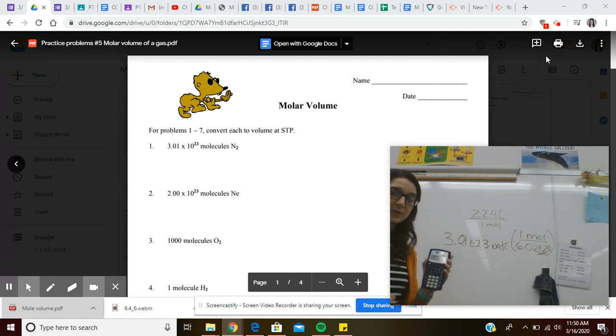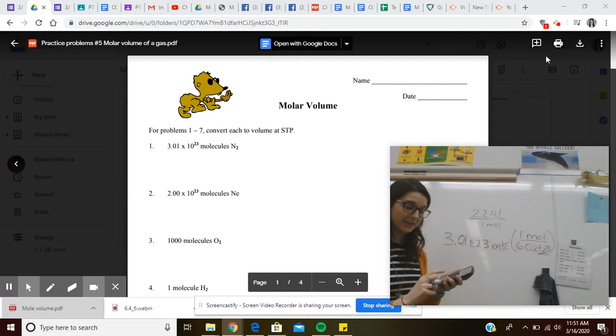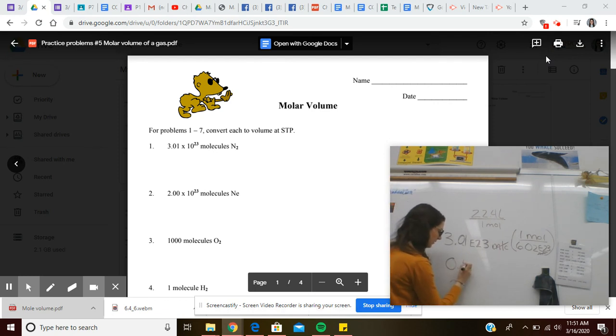So in your calculator, don't forget to use parentheses: open parentheses, 3.01 E23, close parentheses, multiply by 1, so that's the same, divided by Avogadro's number. So I'm going to do divided, open parentheses, 6.02 E23, close parentheses, and press enter. That gives me 0.5 moles. Okay, are we done yet? No, because it asks to convert to volume.